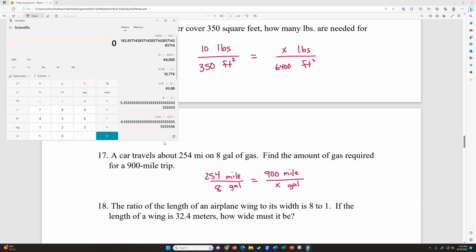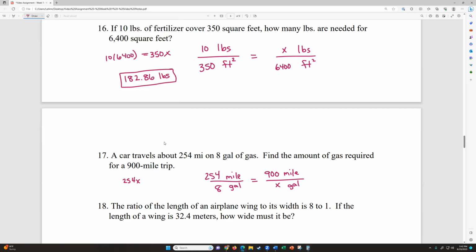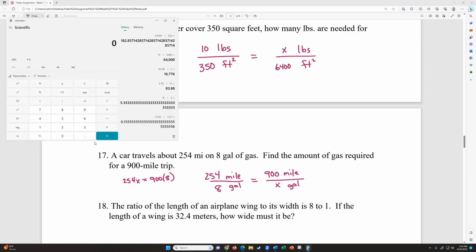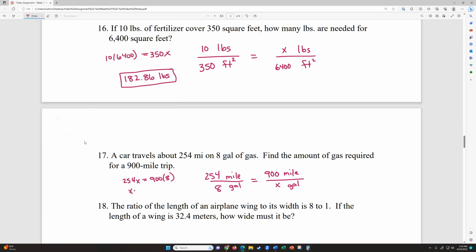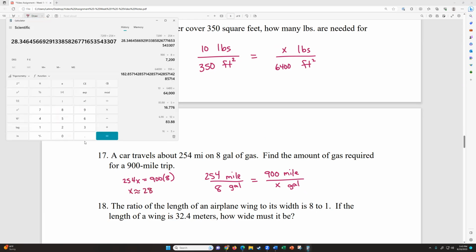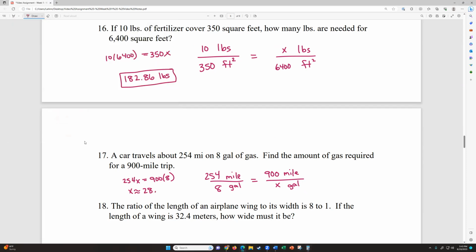Okay, so I know that's going to be 254x equals 900 times 8. That's my cross products. So 900 times the 8 divided by the 254. Rounded to 2 decimal places again, because all the ones in this section are going to follow that. This would be 0.34, and the 6 bumps it up to a 3.5. So it would be 28.35 gallons of gas.